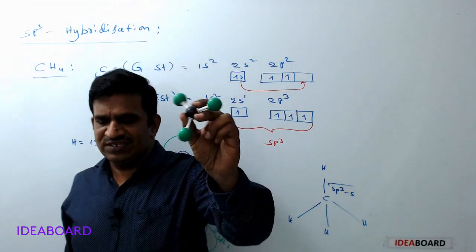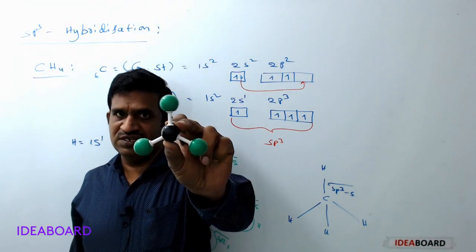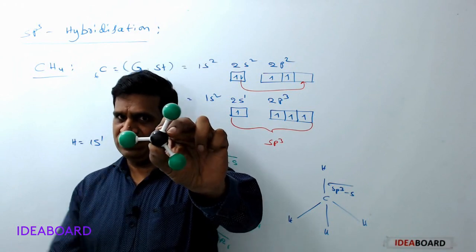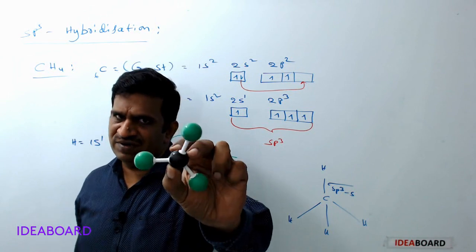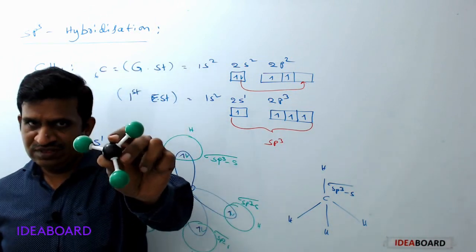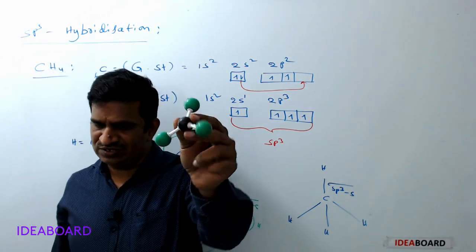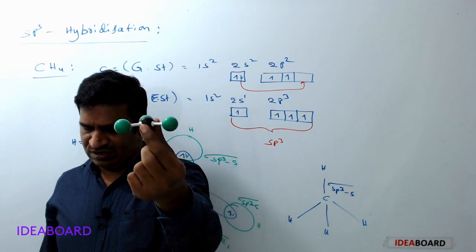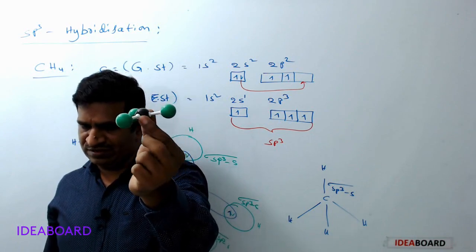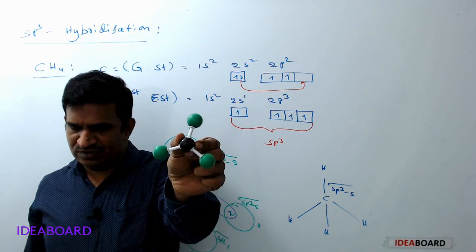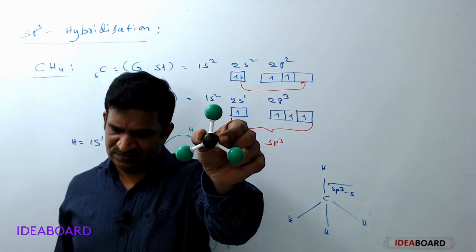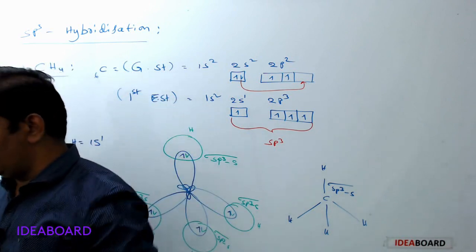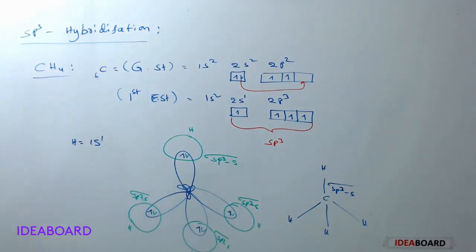This is a BCl3 molecule structure. See here, trigonal planar. The green atoms are chlorine atoms, and the black one is boron, for example. This is a trigonal planar structure. You can see all these 3 are present in one plane. And how much is the angle possible? The angle possible is 120 degrees. That is the BCl3 molecule.